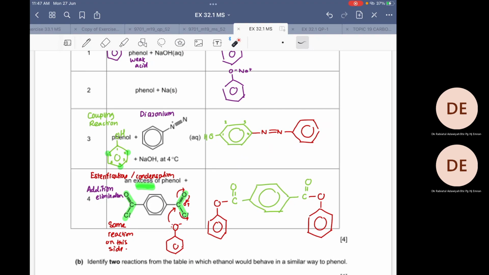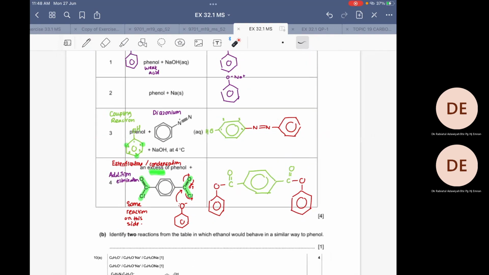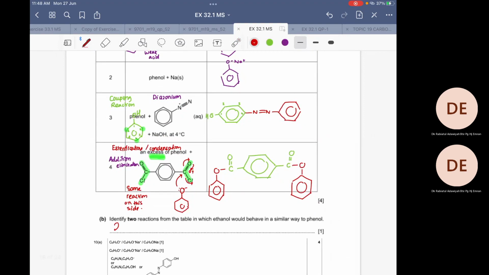Will alcohol react with diazonium ion? Well, we didn't learn this last year, and neither did we this year. Okay, so diazonium ion will only react with phenols at that particular condition. Will ethanol react with an acyl chloride? Yes, alcohols will react with acyl chloride. So the answer is reaction 2 and 4. Okay, so that means alcohols can react with sodium and acyl chloride.